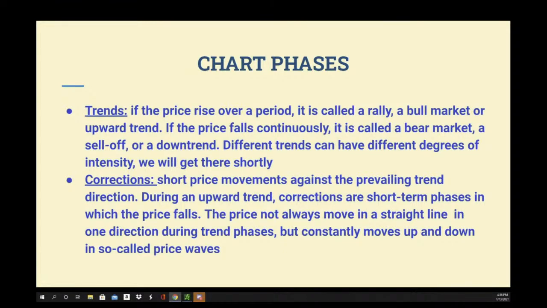the most dominant trend. And again, you can have a rally or a bull market in an upward trend, or you can have a sell-off, a bear market, which is a downward trend. And yeah, they can have different degrees of intensity. So corrections. A correction is a short price movement against the prevailing trend. During an upward trend, corrections are short-term phases in which the price falls. The price does not always move in a straight line in one direction during trend phases, but constantly moves up and down in so-called price waves. So the price is not just one straight line from A to B.